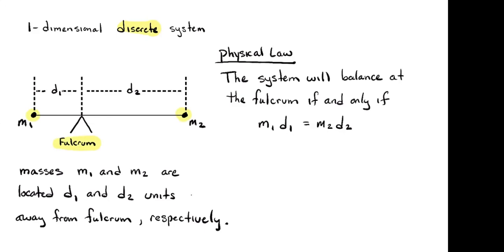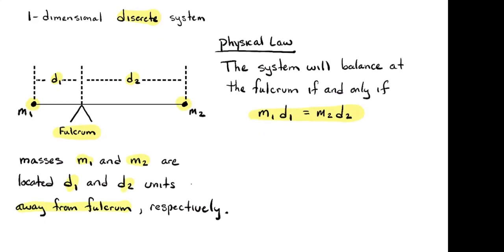And there's a physical principle that says that system will balance if you take the two distances, d1 and d2, between the masses and the fulcrum. If the products of the mass with the corresponding distance are equal, then the system will balance. And if it balances, those products will be equal. So if I have two masses located d1 and d2 units away from the fulcrum, then this system balances if and only if that equation holds.